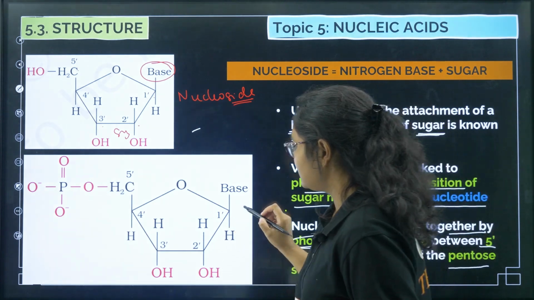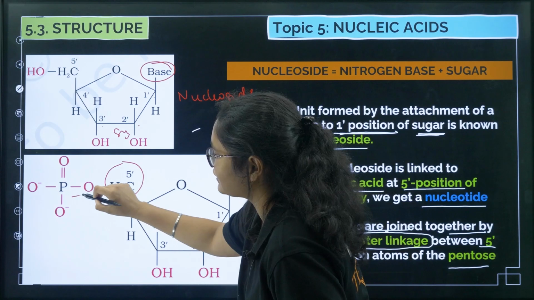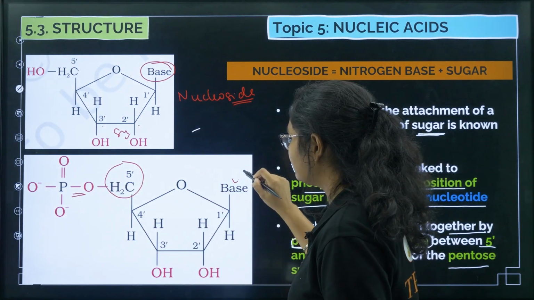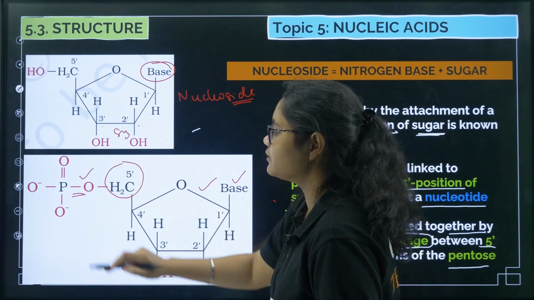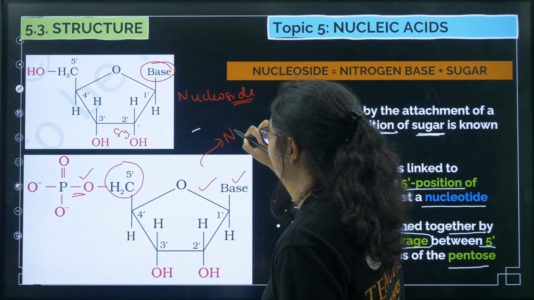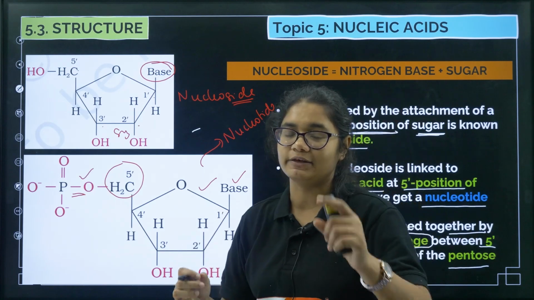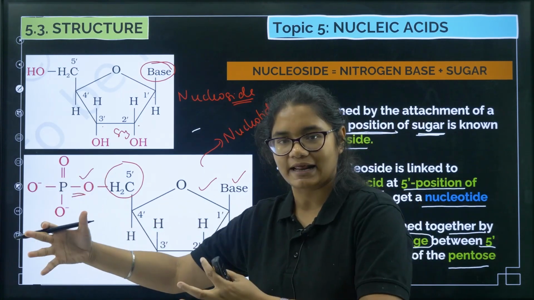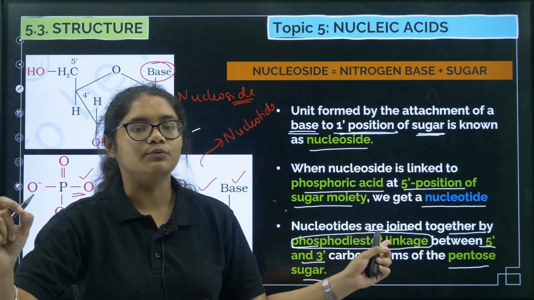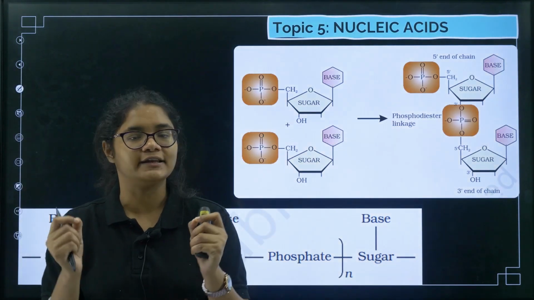Now if you see the next one, this is again 1', 2', 3', 4' and 5'. To the 5' carbon, we have attached a phosphate group. So all the three components are present here: you have one base, you have the sugar moiety and you have the phosphate group. This particular composition is called your nucleotide. Now many nucleotides form one nucleic acid. Many nucleotides are combined by which linkage? By phosphodiester linkage to give you nucleic acids. Now I'll show you how the phosphodiester linkage takes place.